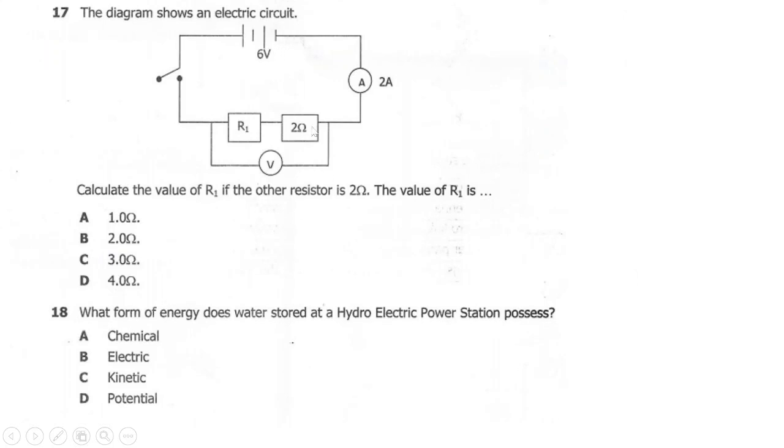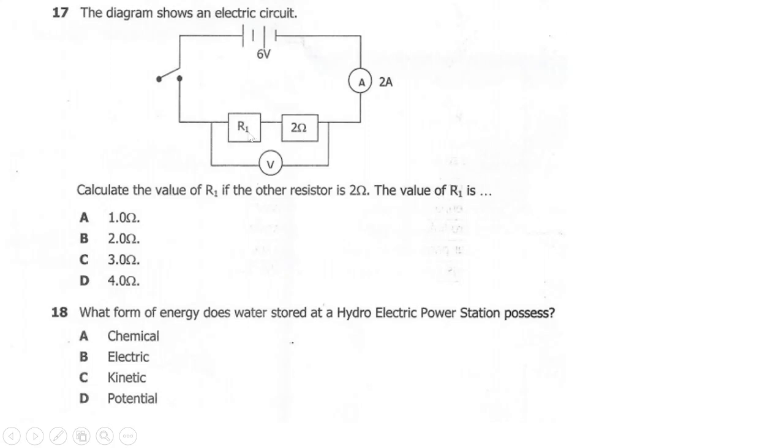17. The diagram shows an electric circuit. So this is an electric circuit with a battery rated 40 volts, and an ammeter rated 2 amps, and then one resistor connected with another resistor in series. This resistor is rated 2 ohm. Then this one we don't know. Then we have a voltmeter here. Then the question says calculate the value of R1 if the other resistor is 2 ohm. The value of R1 is.